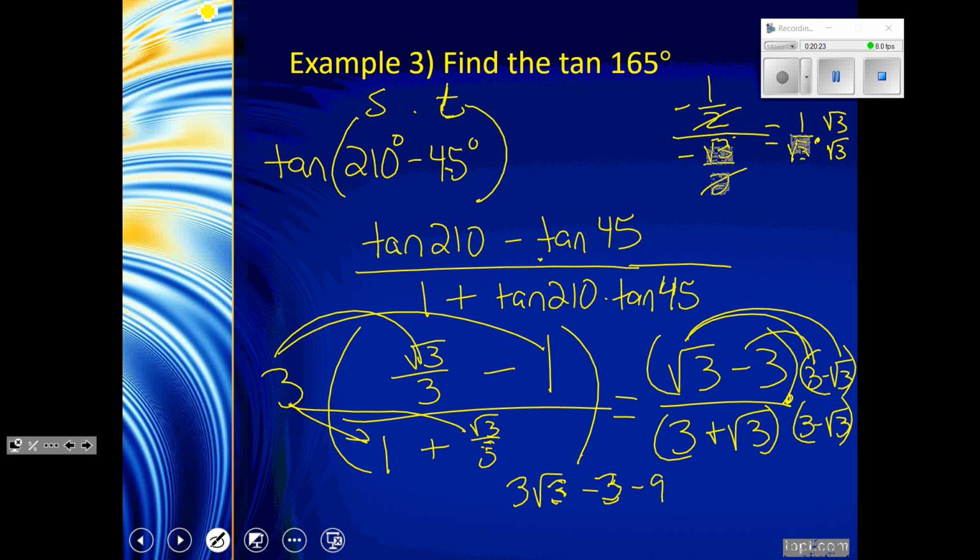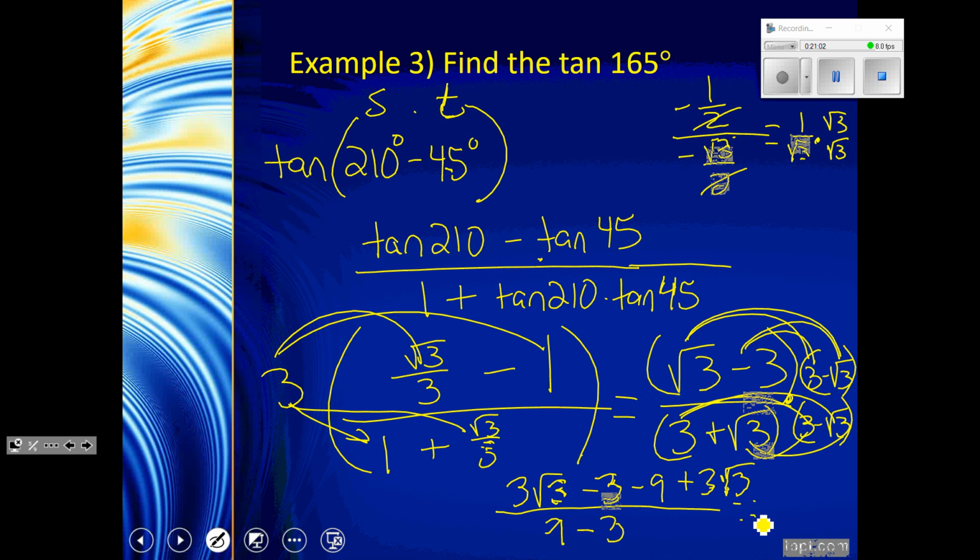Negative 9. Negative 3 times negative square root of 3. Negative times negative is a positive 3 square root of 3. Okay. 3 times 3? 9. What do we know about the outer and the inner? They should cancel. This would be negative square root of 3 square root of 3. This would be positive square root of 3 square root of 3. They should cancel. Okay. Difference of 2 squares. What's square root of 3 times negative square root of 3? Negative 3. Okay, and let's just simplify.